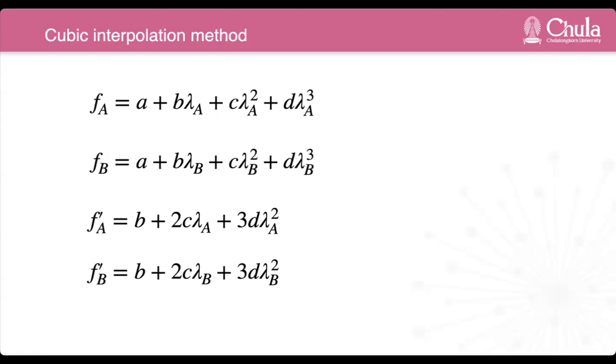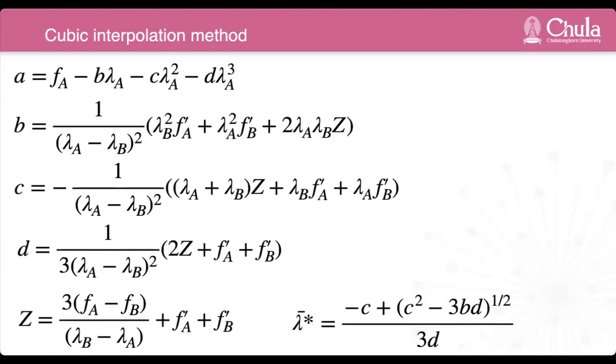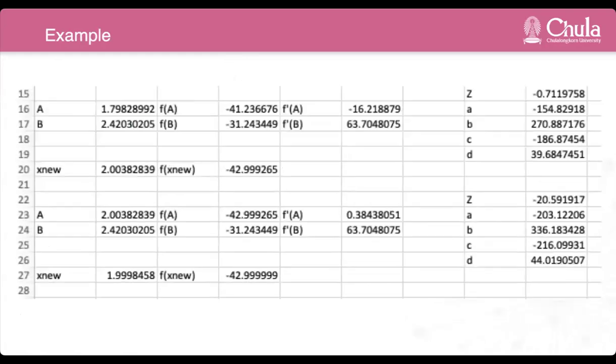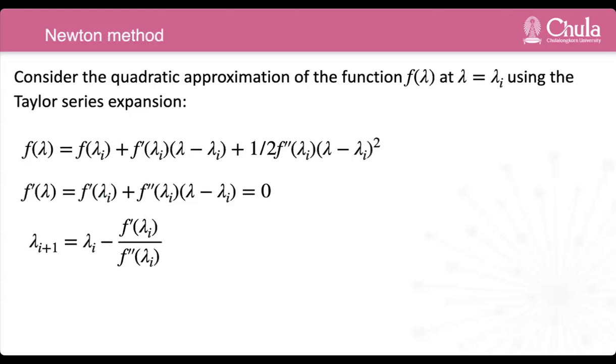But only 2 points. The objective function value and the derivative at those points. Then we can calculate A, B, C, D based on the information obtained from those 2 points. And this is the minimum point. Okay, you can try the same example with this algorithm.